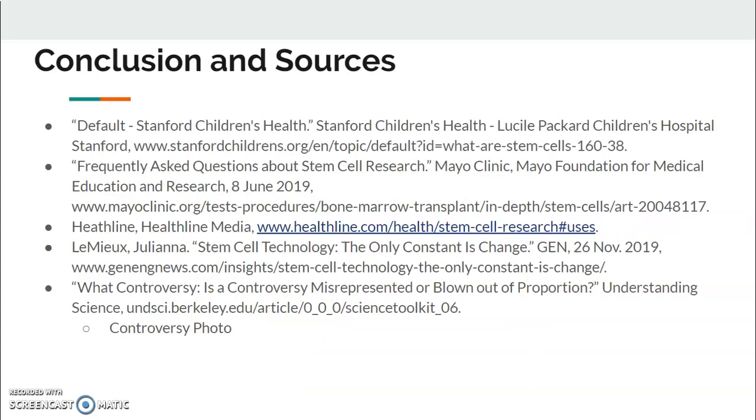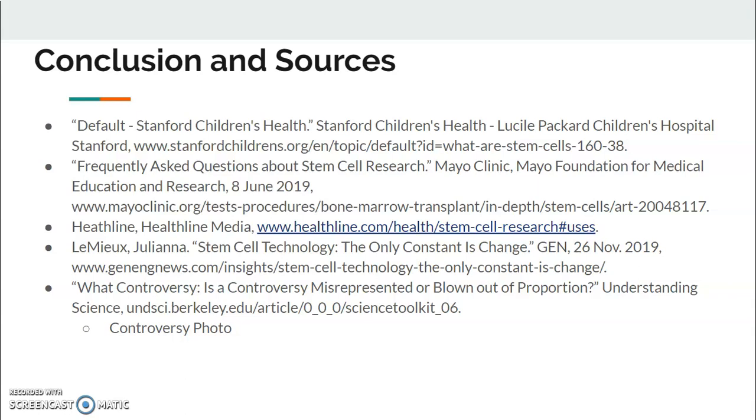So, in conclusion, stem cell research has the potential to have a significant impact on human health. There is some controversy surrounding some of the use of it and how embryonic stem cells are created, but there's so many different ways stem cells can actually be helpful to us, and there's so much more research that can be done and that is in the process of being done, so we can learn how they can help us even more.